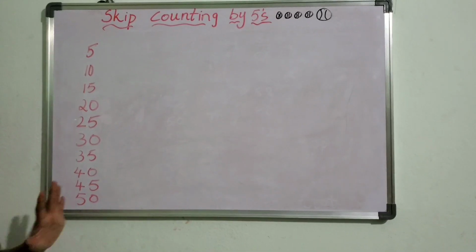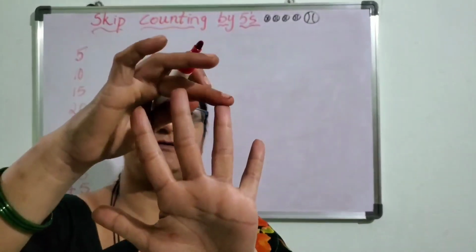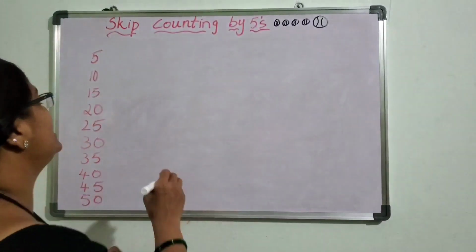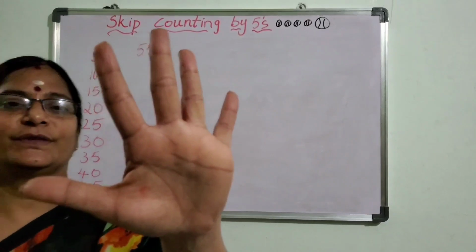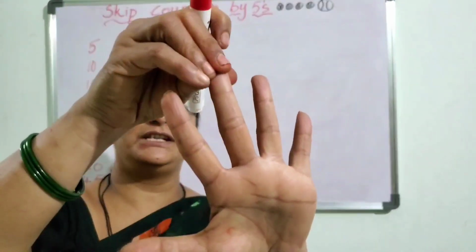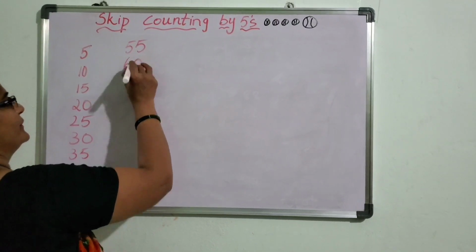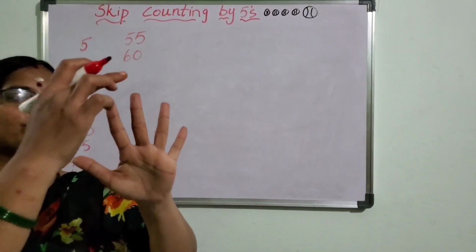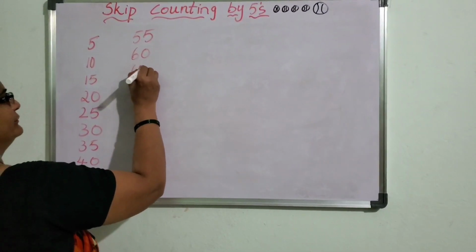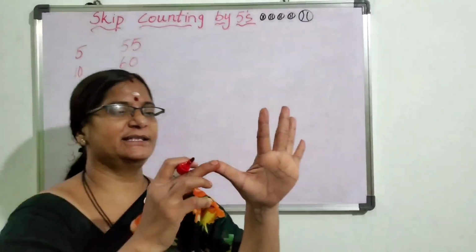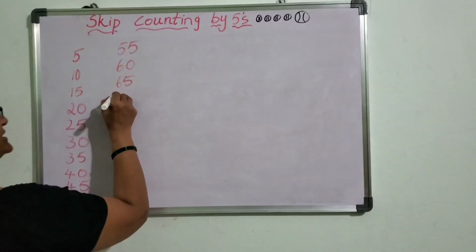50. Next, 51, 52, 53, 54 and 55. 56, 57, 58, 59, 60. 61, 62, 63, 64 and 65. 66, 67, 68, 69, 70.